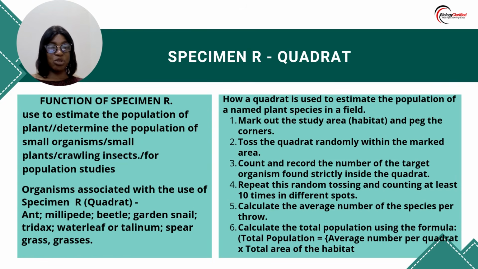Then, how is a quadrat used to estimate the population? They could ask you to describe how you can use quadrats to estimate the population of an organism. So you mark out the study area, that's the habitat, and peg the corners, toss the quadrat randomly within the marked area, count and record the number of target organisms you find strictly inside the quadrat. Repeat this random tossing and counting at least 10 times in different spots. Calculate the average number of the species per quadrat. Calculate the total population using the formula. So you can pause this slide to look at the detail and understand it more.